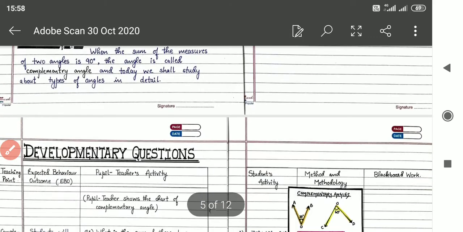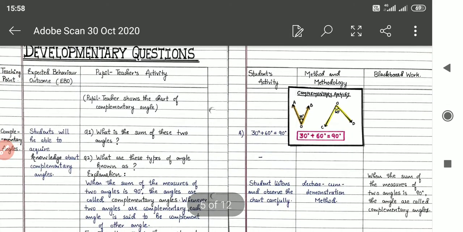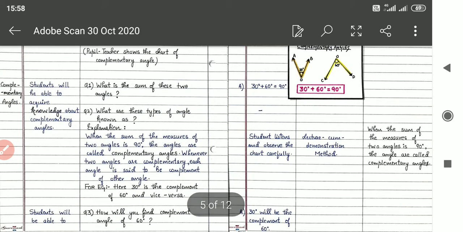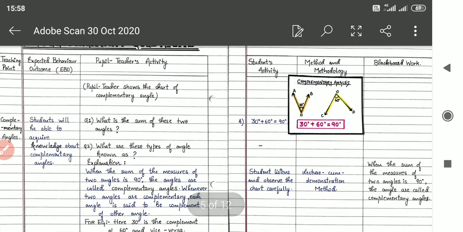So now the topic has been introduced, and now comes the heading developmental questions. Now what are developmental questions? These questions will help us to develop the topic, that is the types of angles, slowly and gradually, so that the students will be able to understand. Now you can see the first teaching point taken here is complementary angle. The chart is shown here. You can see the headings.